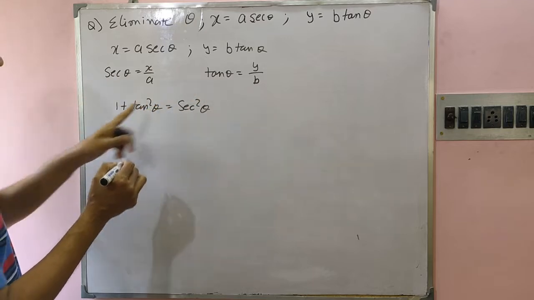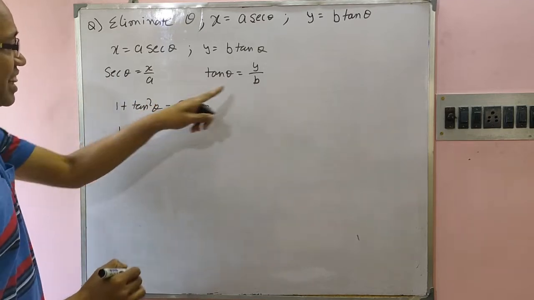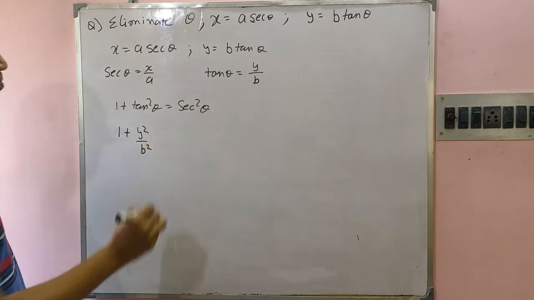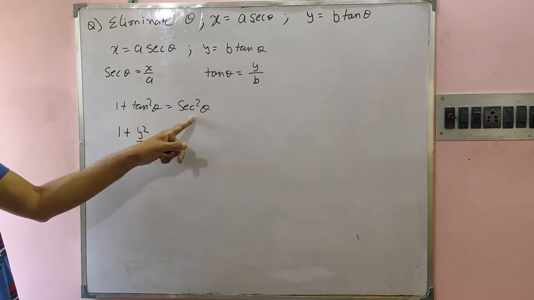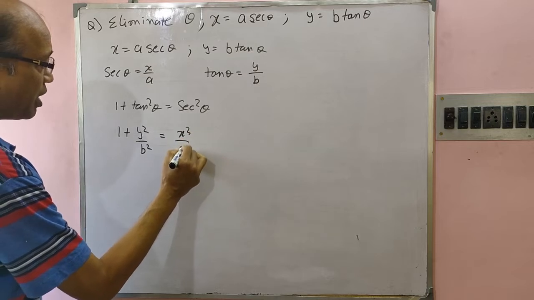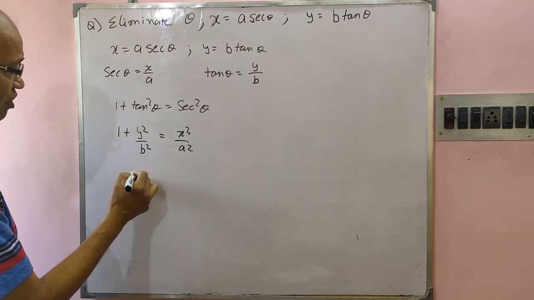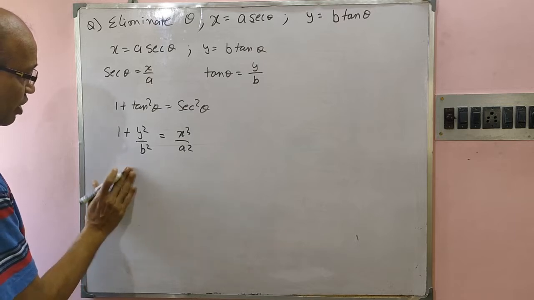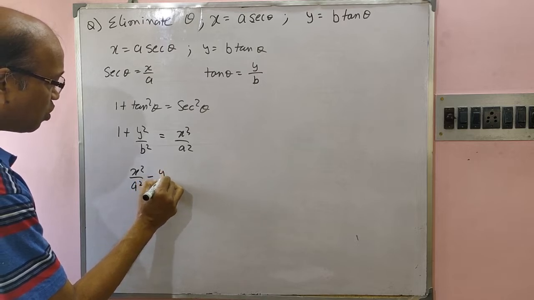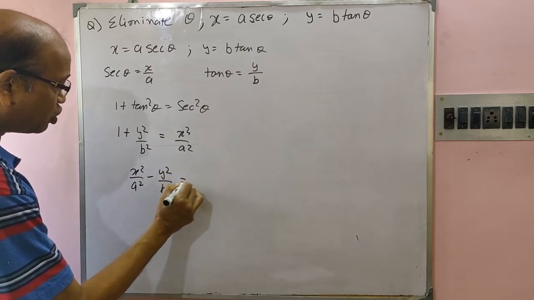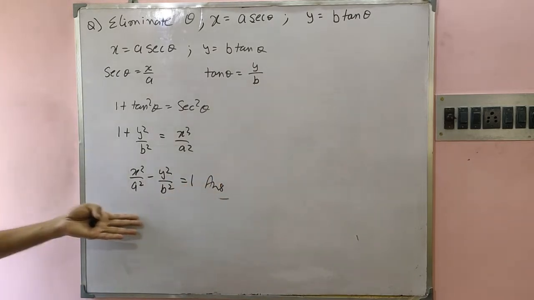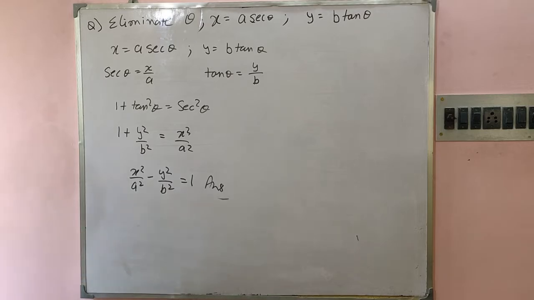Now put in the values here. 1 plus tan theta is y by b, so tan square theta will be y square by b square, equal to secant square theta. Secant theta is x by a, so secant square theta will be x square by a square. We can write this as x square by a square minus y square by b square equals 1. This is your answer. This is the way. See, there is no theta in this relation. Clear?